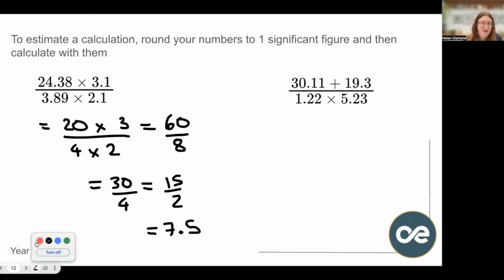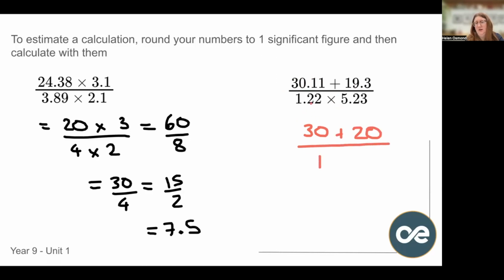Brilliant, welcome back. Let's have a go at this and let's see what we can do. So 30.11, let's make that 30, plus 19.3, let's make that 20. And that's all divided by 1 times by 5. Well, this is then 50 on the top divided by 5, which gives me an answer of 10. Now, what you could do to have a look is to put those two numbers into the calculator and see what you actually get. See if your answers are close to 7.5 and to 10. It gives us a working value that we can use.